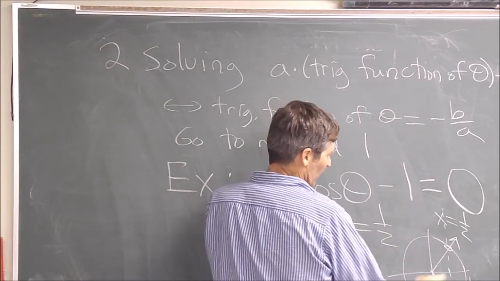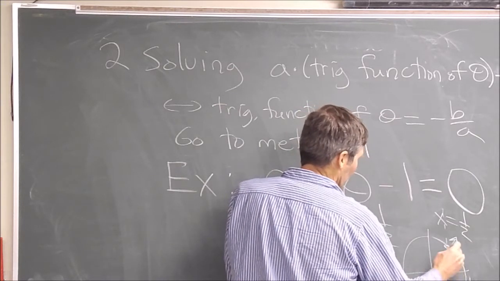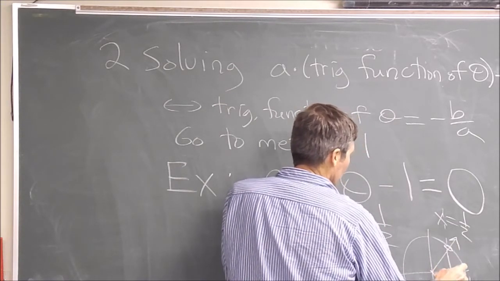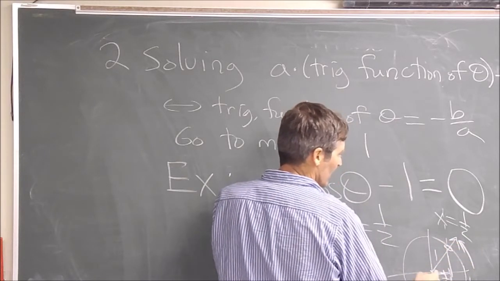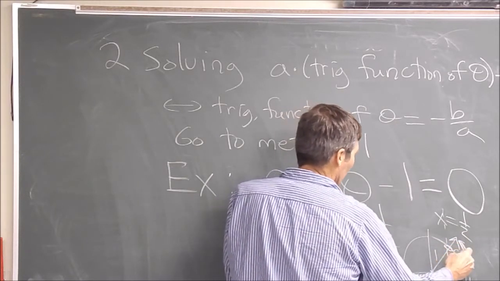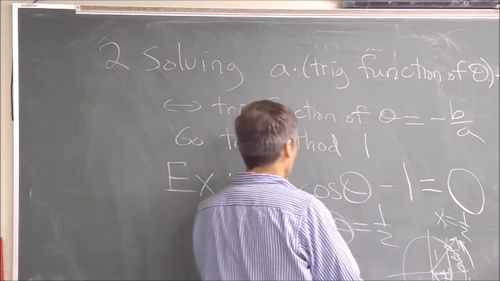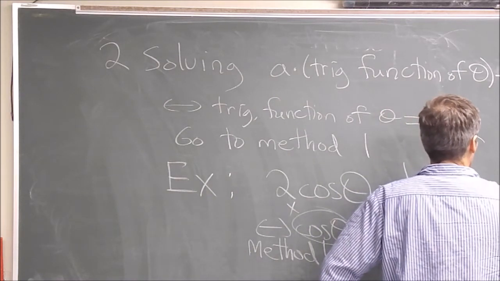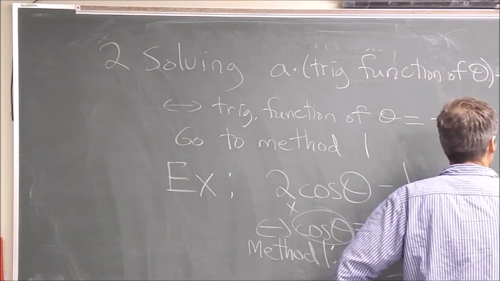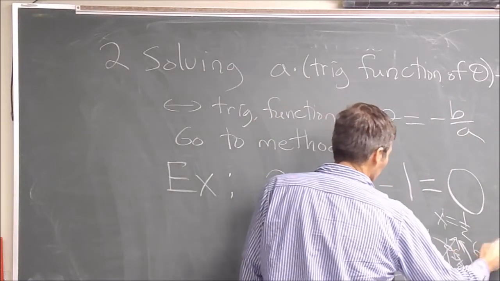Now we know that x is a half, so this side length right here is a half, and if I drop my perpendiculars, this is a triangle with sides 1/2 and 1. By the Pythagorean theorem, this one would have to be square root 3 over 2. Let's do it in degrees this time and solve it for 0 less than or equal to theta less than 360 degrees. So this must be a 60-degree angle.